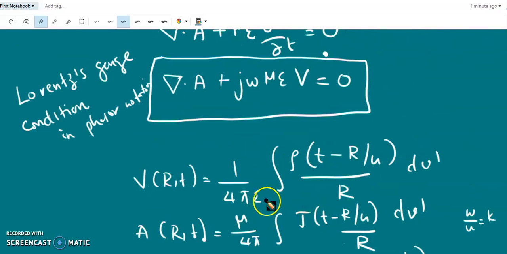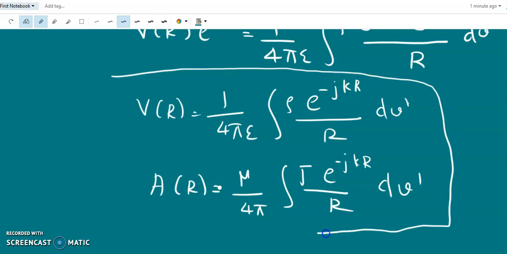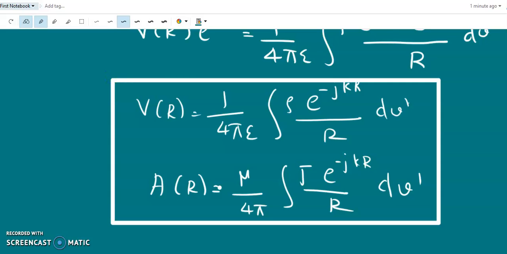So these two are the solutions of the non-homogeneous wave equations. Similarly, these two are the solutions of the non-homogeneous Helmholtz equations. So these are phasors too. These are independent of time.